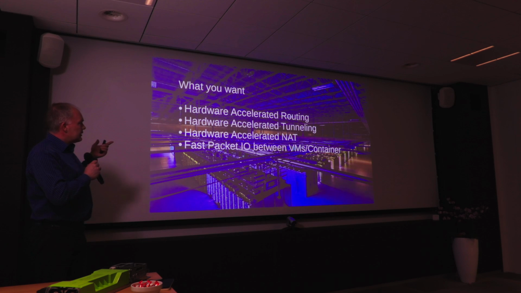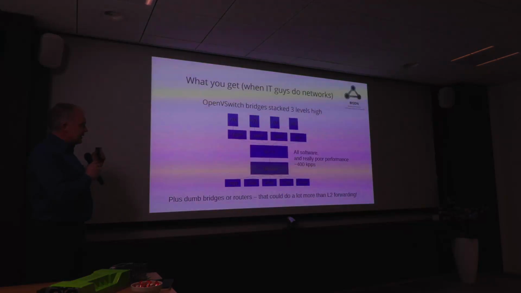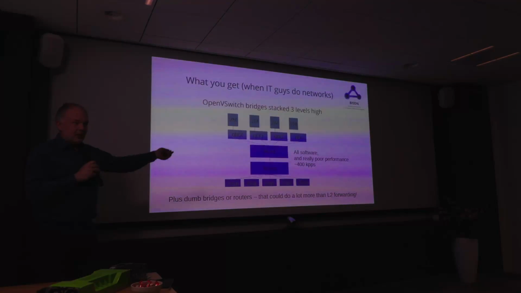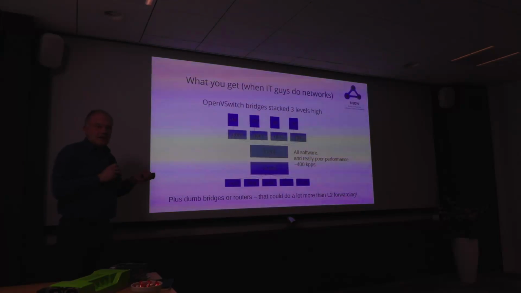So what we actually want for a data center is hardware accelerated routing, tunneling, accelerated NATing, and fast packet I/O between VMs or containers or whatever you want to have. And then when you look into a standard OpenStack, that's what you get at the moment. That's when IT guys do networking. Then they're starting to stack OVS bridges 3 levels high. And then you wonder why you get 0.4 megapackets per second throughput into your virtual machine, because it's just a highly inefficient networking stack.